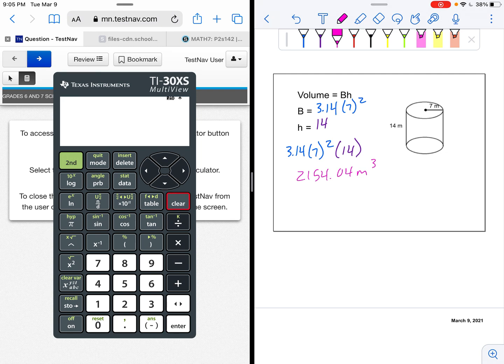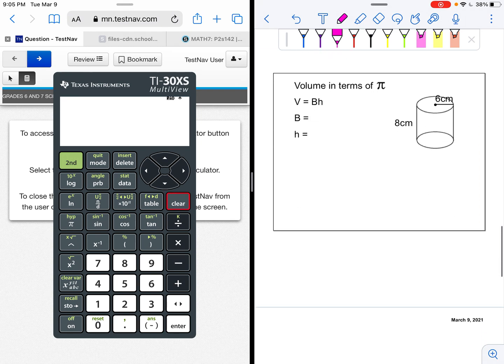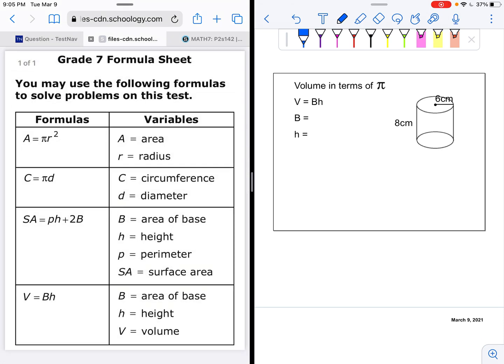So now let's do it in terms of pi. So your homework is going to be both finding volume and then finding volume in terms of pi. So let's go ahead and fill in our base. And again, remember, since this is in terms of pi, we're not actually going to use 3.14. We're just going to use the pi symbol, because it's not going to be included in any of our calculations. And then the height is just the height.